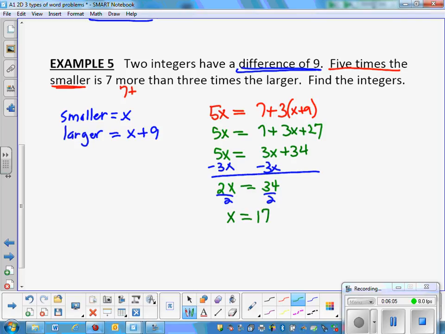All right, so let's go back and look at what we need. We need to find the integers, so I want both of them. So that means that the smaller one is 17, and the larger one will be x plus 9, which is going to be 17 plus 9, which will be 26. So our numbers are 17 and 26.